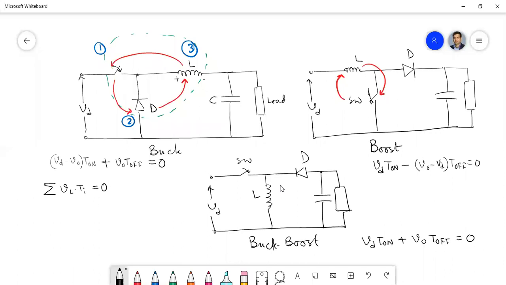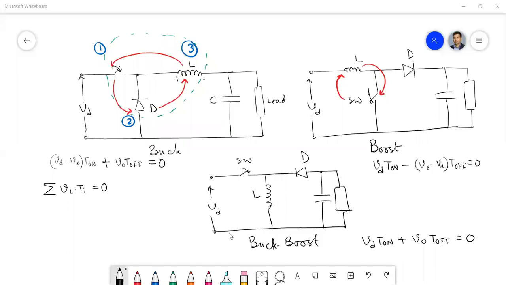So that means if you think about this, there may be other combinations as well, isn't it? Are you getting what I want to tell you, that all this can be changed to get different converters. It may not be buck, boost or buck boost, maybe other than this.